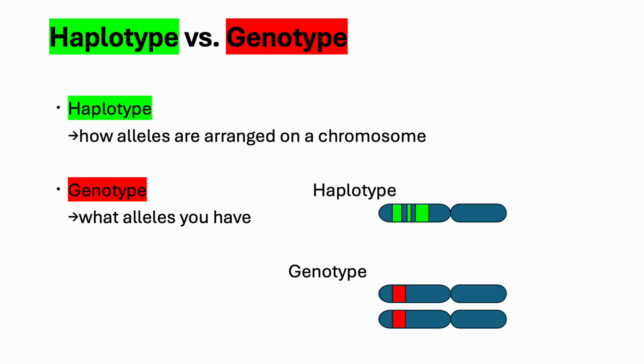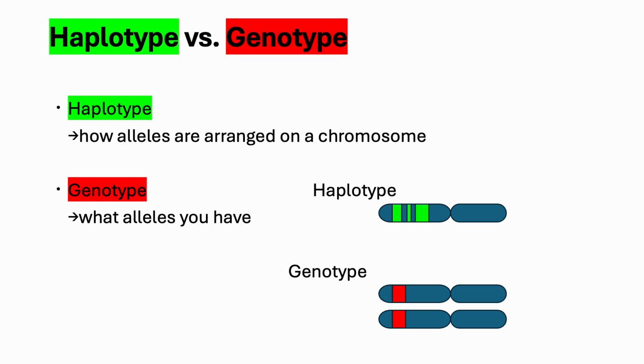On this slide, I explain the difference between a genotype and a haplotype. A genotype refers to the pair of alleles an individual has at a specific genetic position, for example, AA, AG, or GG. It focuses on variation at a single site and does not tell us how nearby variants are arranged.